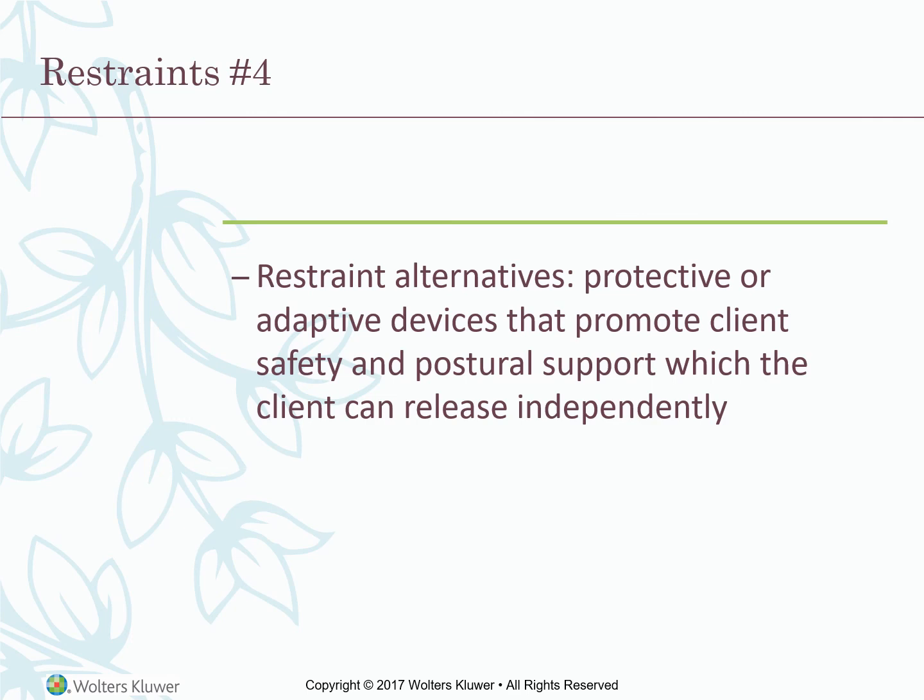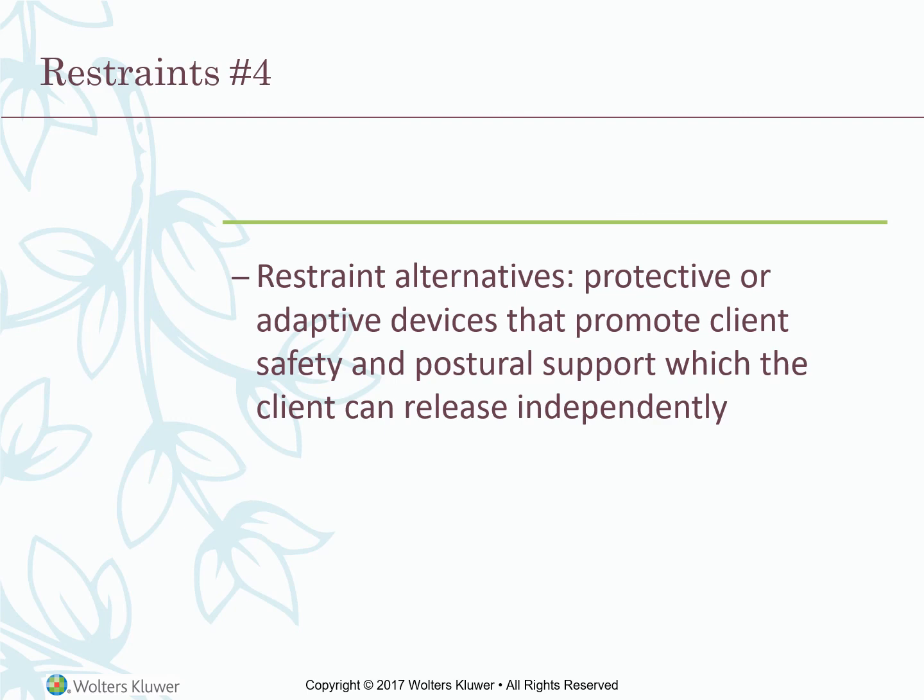Some examples include seat inserts or gripping materials that prevent sliding, support pillows, seat belts or harnesses with front-releasing Velcro or buckle closures, and commercial or homemade tilt wedges. I'm not sure if the seat belts are approved anymore either, so check with your agency's protocol. If the client is unaware of or cannot release the restraint alternative, it is considered a restraint.